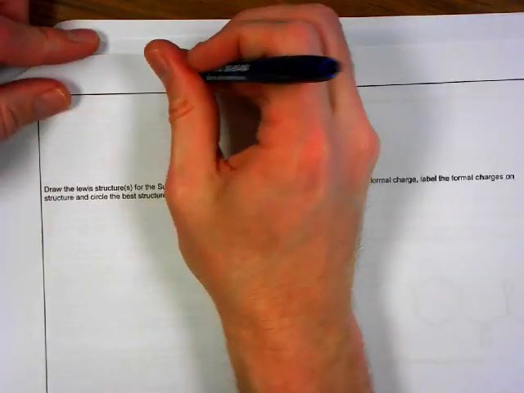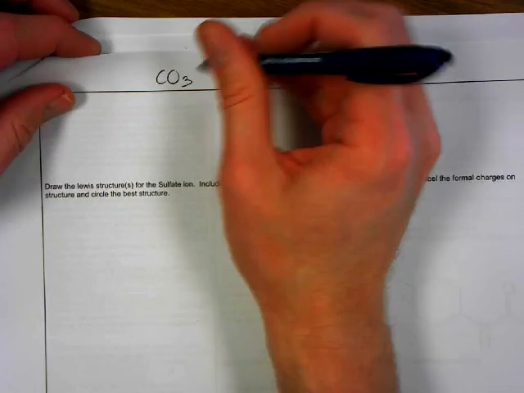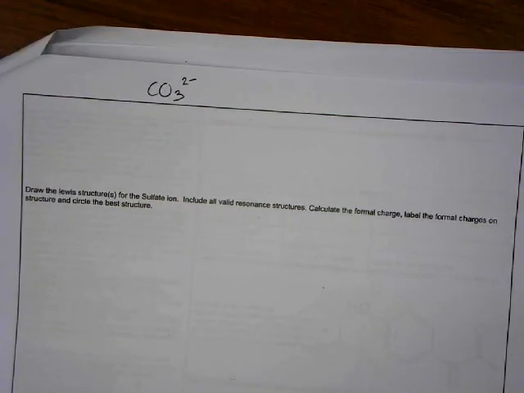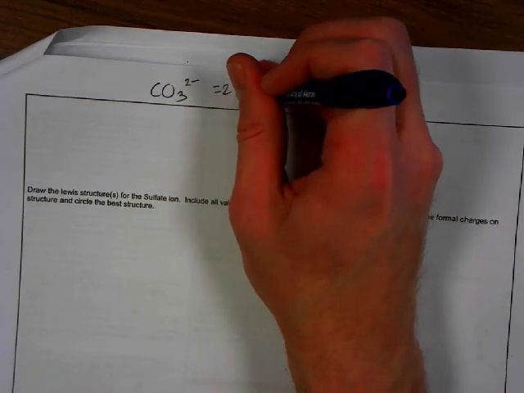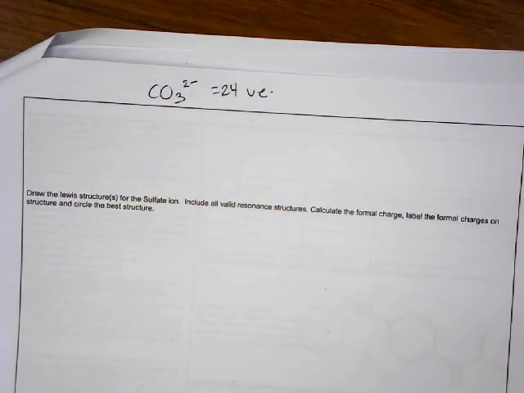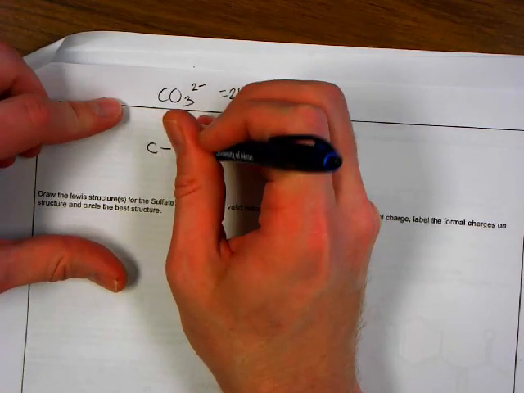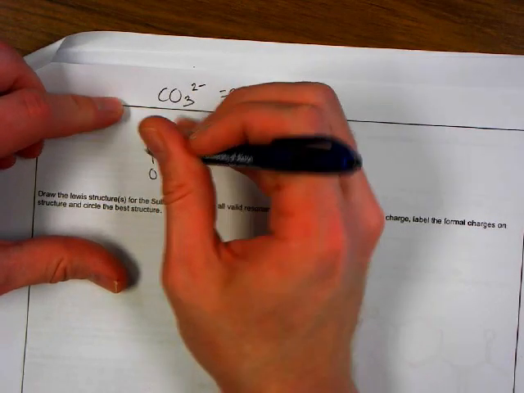Draw the Lewis structure of carbonate. Include all valid resonance structures. Label formal charges on the structures. So let's draw carbonate down here. Is there a spot on the next page? There is. I'll do it on this page. So CO3, we know that this is CO3 2 minus, right? So how many valence electrons do I have total?